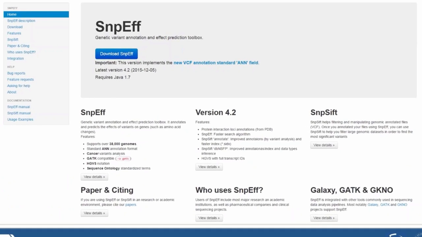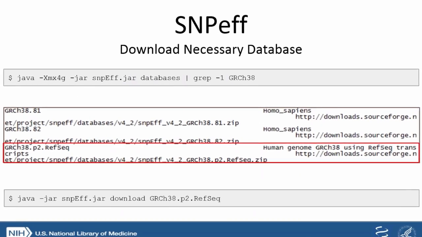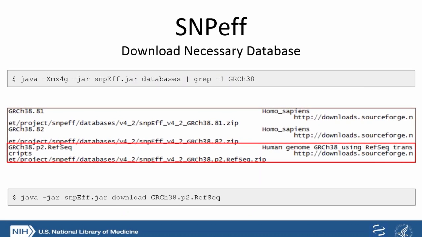Okay, so next up, we're going to go into SnpEff. This is also a very popular VCF annotation tool, and as a side note, this also does work with SIFT and PolyPhen, which will give you some variant effect scoring. When you're downloading SnpEff, it will actually come preloaded with GRCh37, so you'll want to go ahead and download GRCh38. They actually provide a pretty easy way to do that.